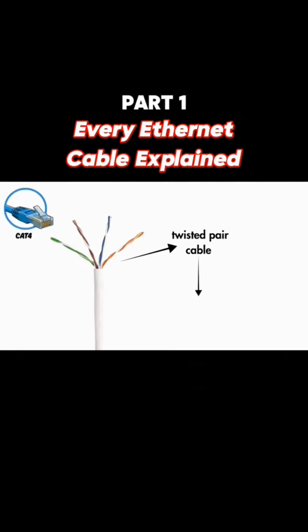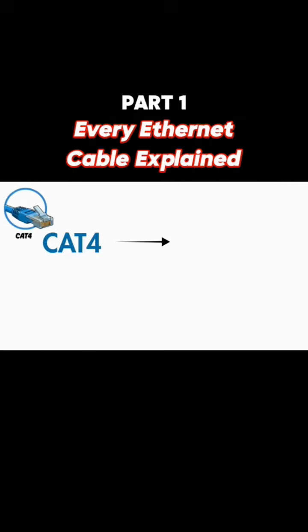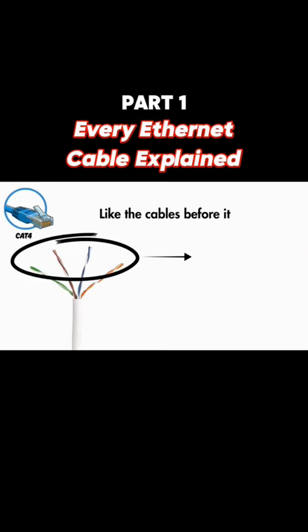Category 4, or Cat4, was an old twisted pair cable used in early computer networks. It supported speeds up to 16 megabits at 20 megahertz, which was good enough for older systems like Token Ring and some basic Ethernet setups. Like the cables before it, Cat4 used 4 twisted pairs of copper wires to help reduce interference.